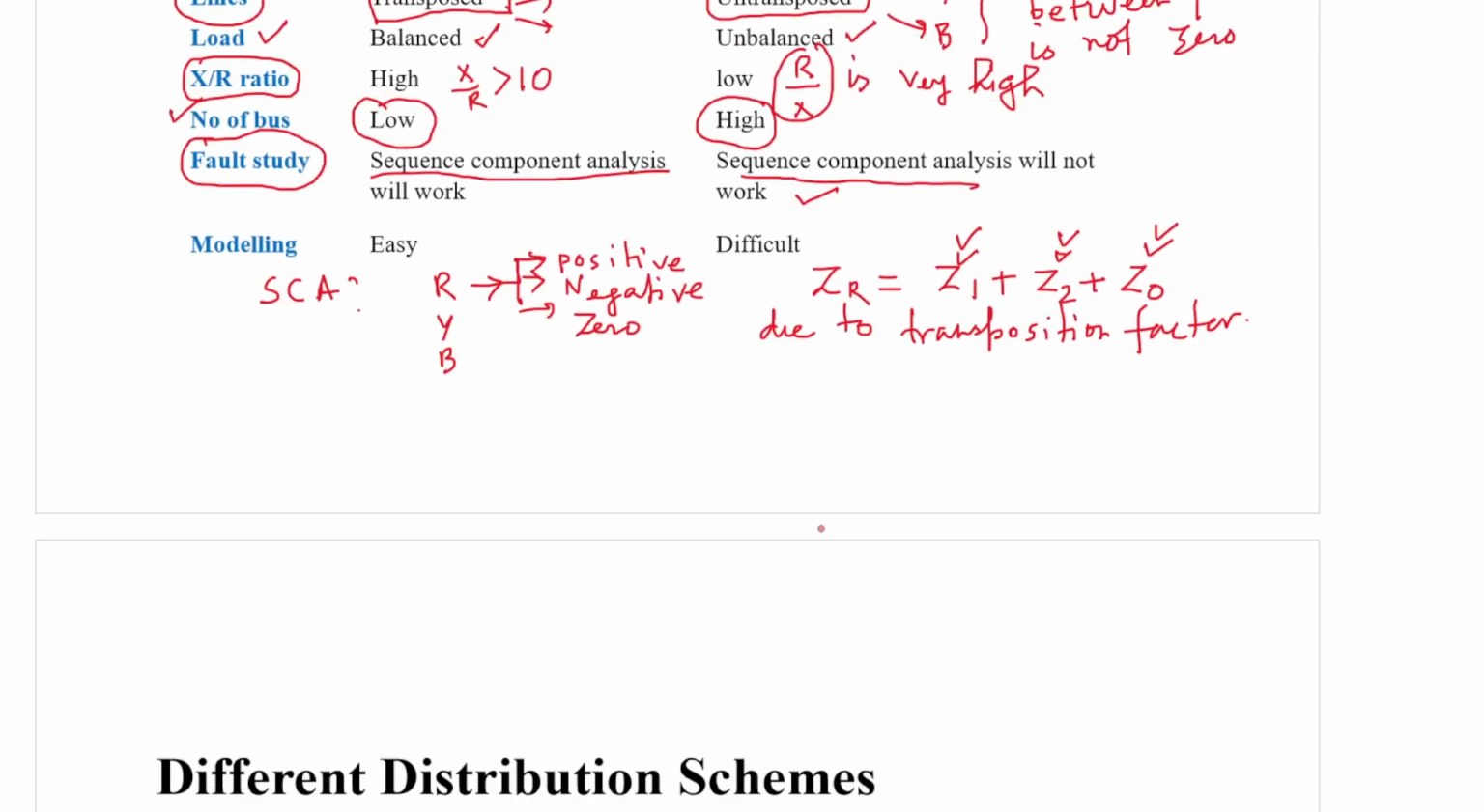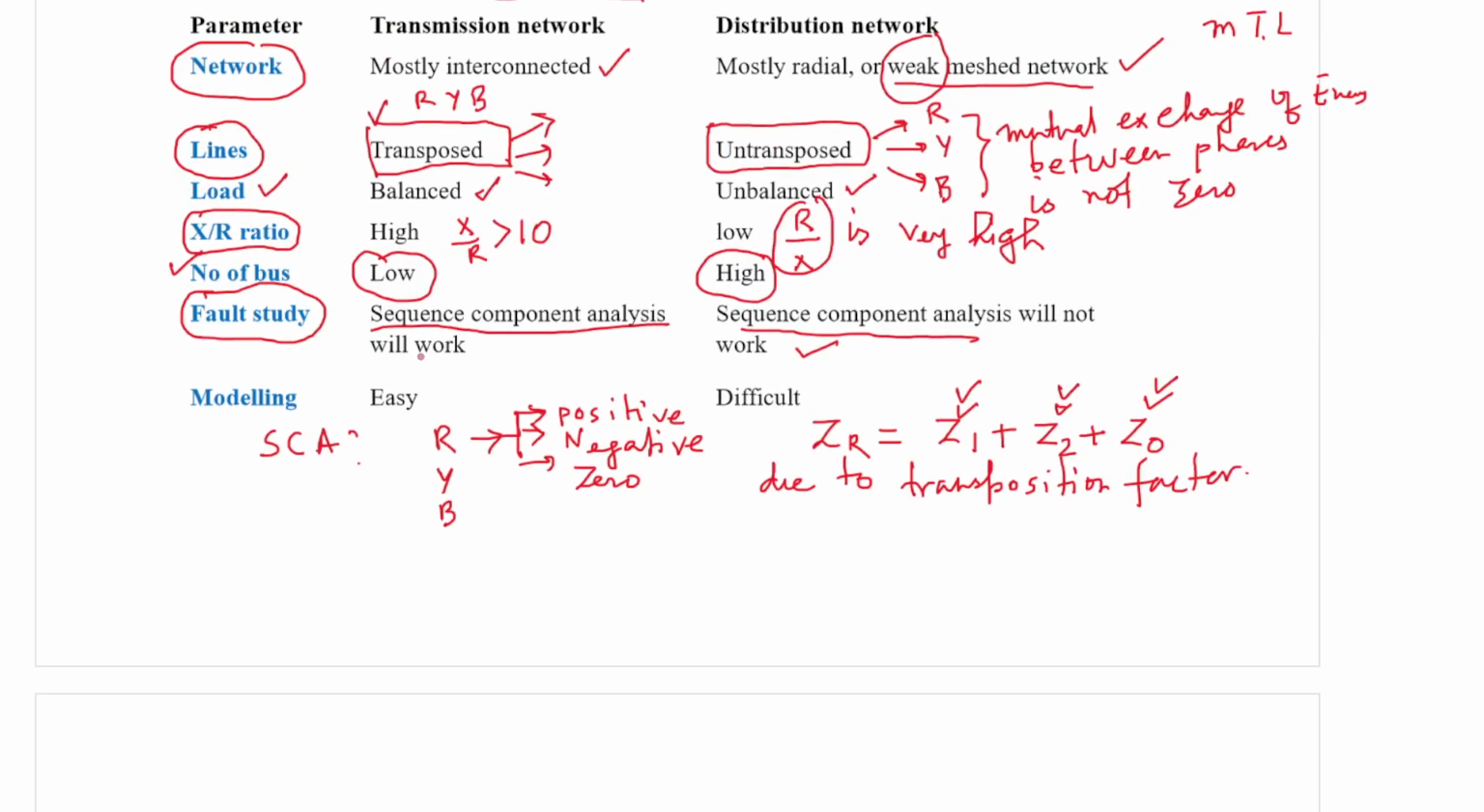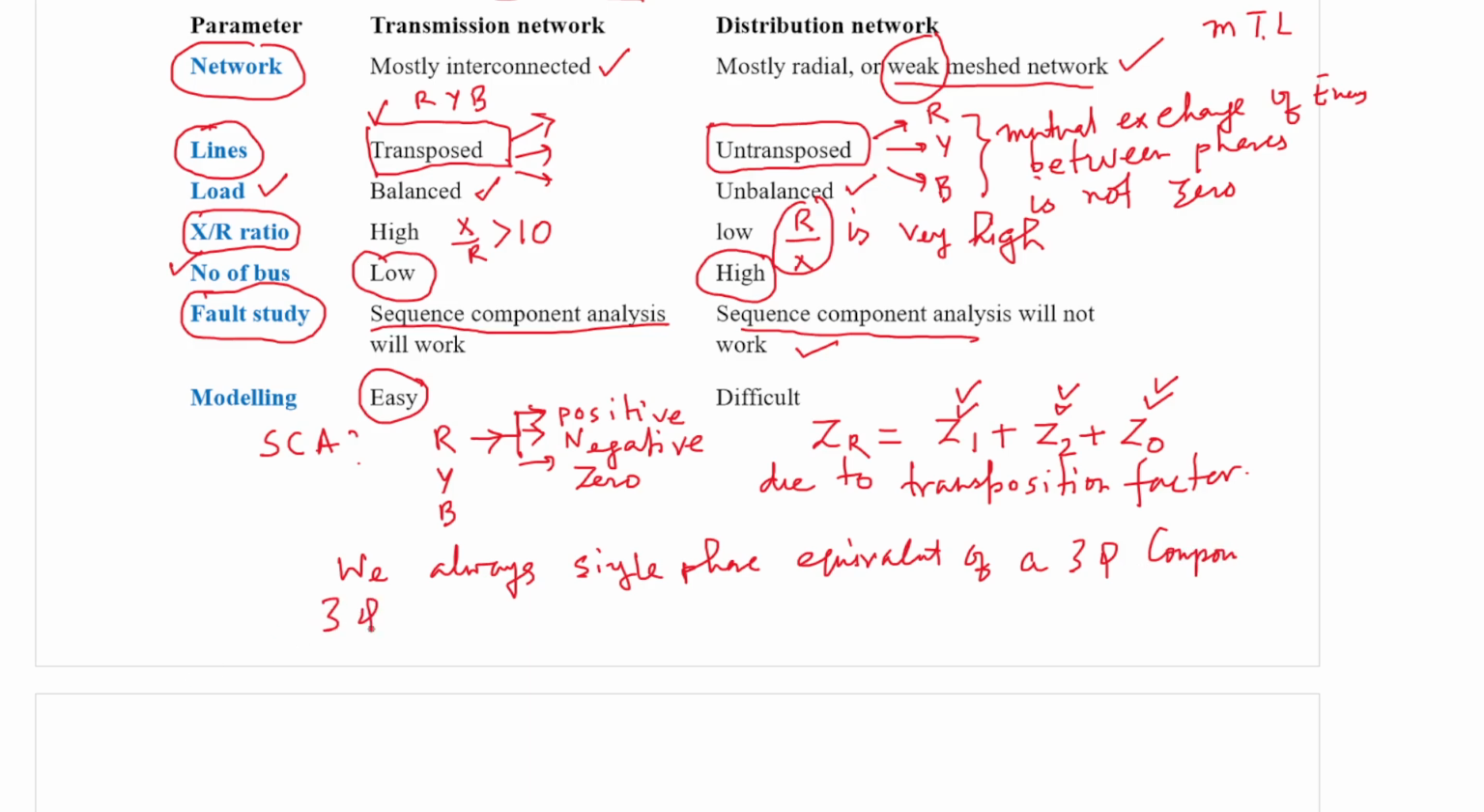As far as the modeling part is concerned, modeling a transmission line is very easy. Why? Because we always consider the single phase equivalent of a three phase model. For example, if we have a three phase transformer, then we can model it as an equivalent single phase transformer. It is possible for transmission lines. However, for the distribution network, it is not possible.